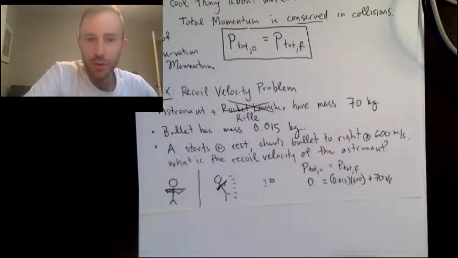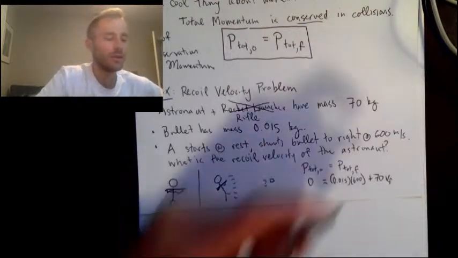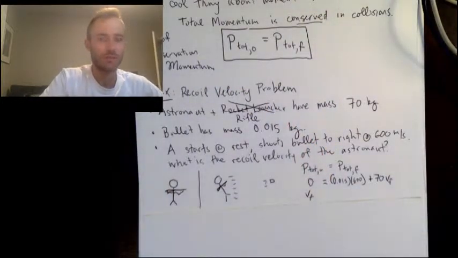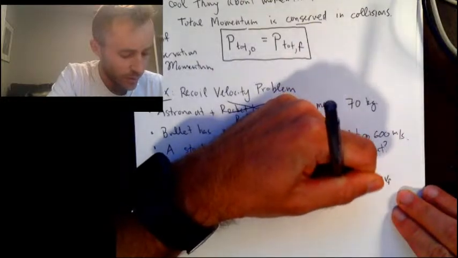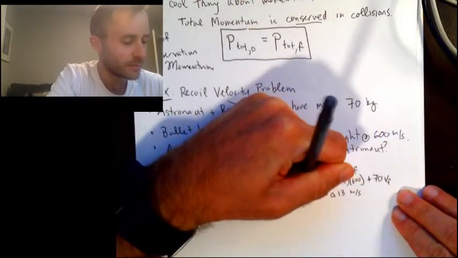So, we can solve this equation for the final velocity. I'm not going to show the math because I'm running out of space here, but I will write down the answer. So 0.015 times 600 over 70. So the recoil velocity of the astronaut is going to be minus 0.13 meters per second.